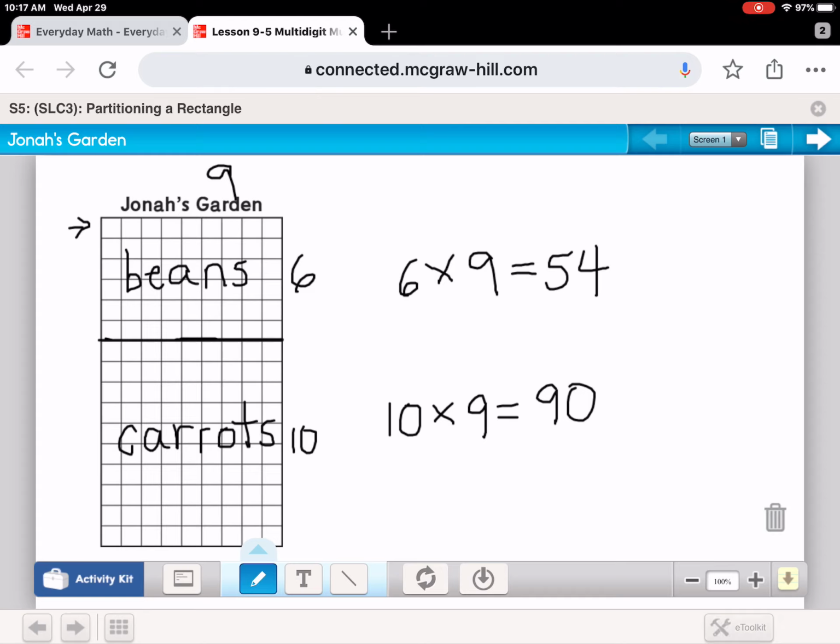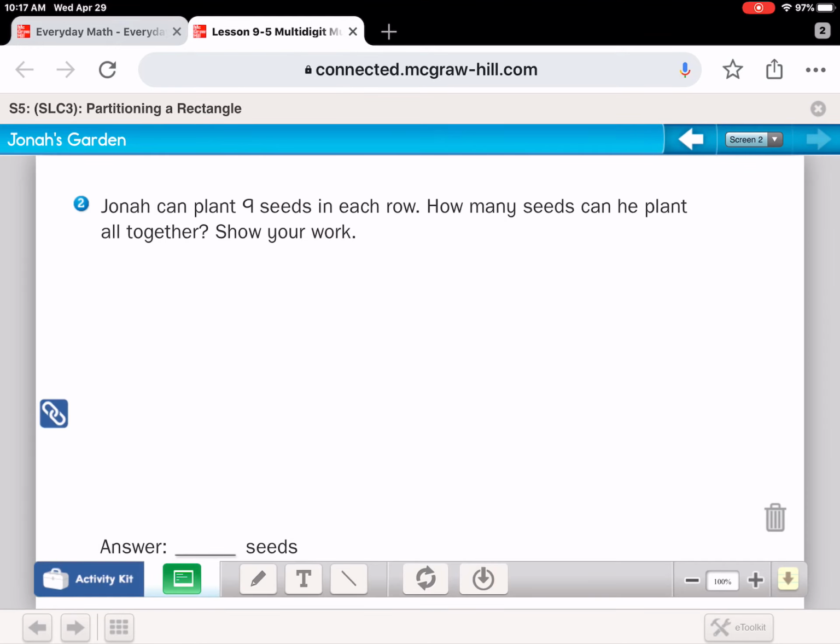Altogether, how many plants? We would need to add 54 plus 90 to equal 144. So on your page for number 2, how many seeds can he plant altogether? The answer is 144. Go ahead and fill in your page if you need to and hit pause. I'm going to go ahead and show you some more practice with breaking apart or partitioning bigger numbers for multiplying.